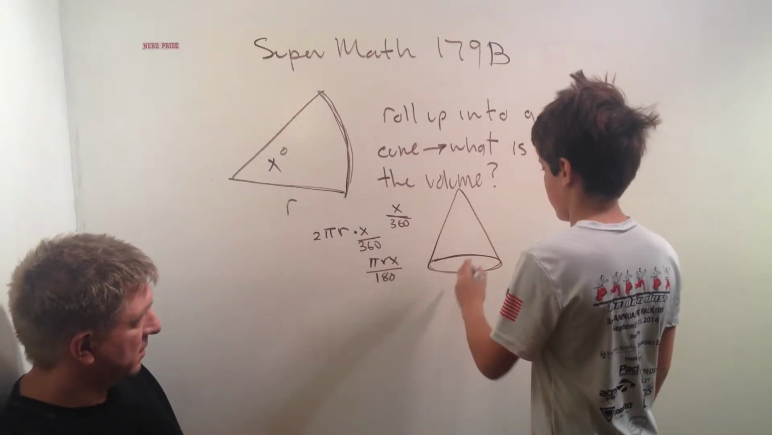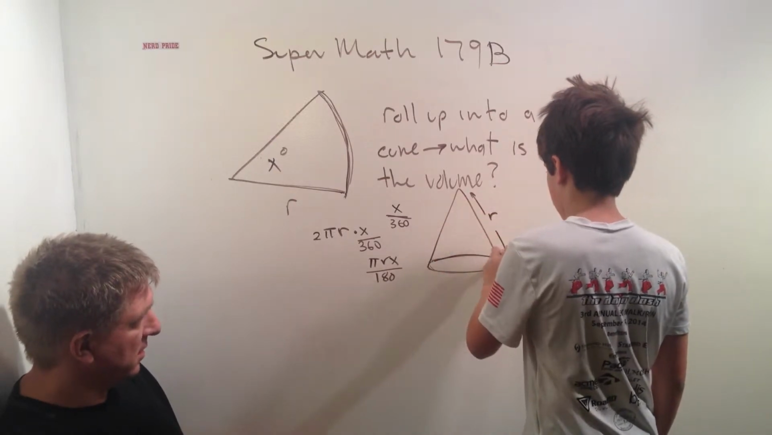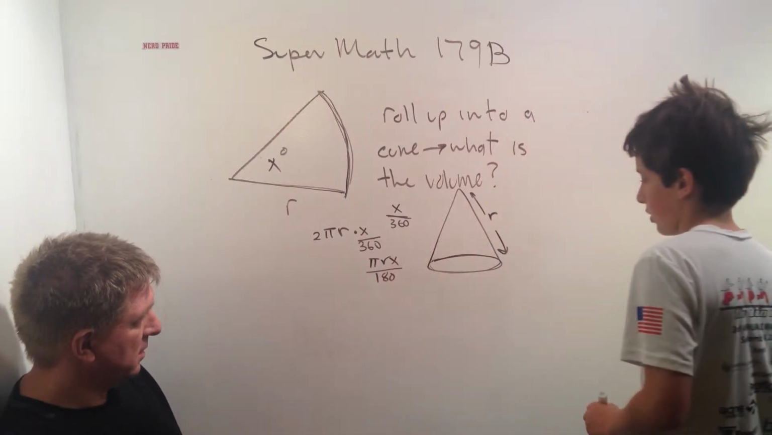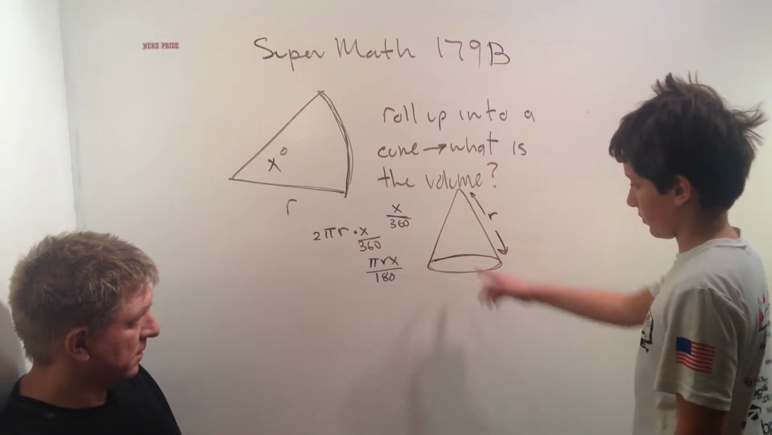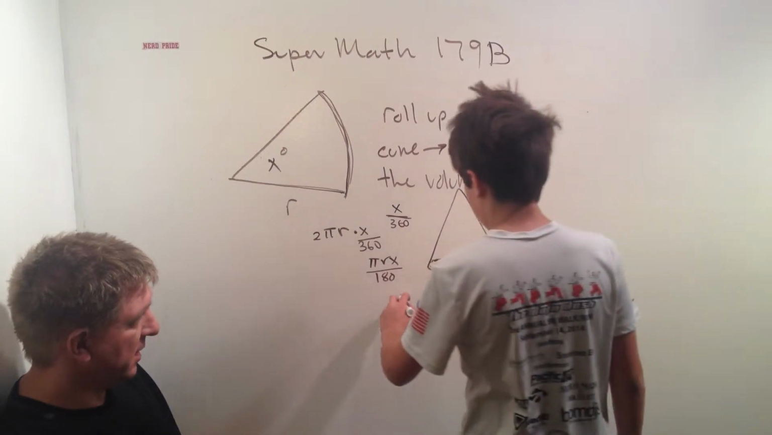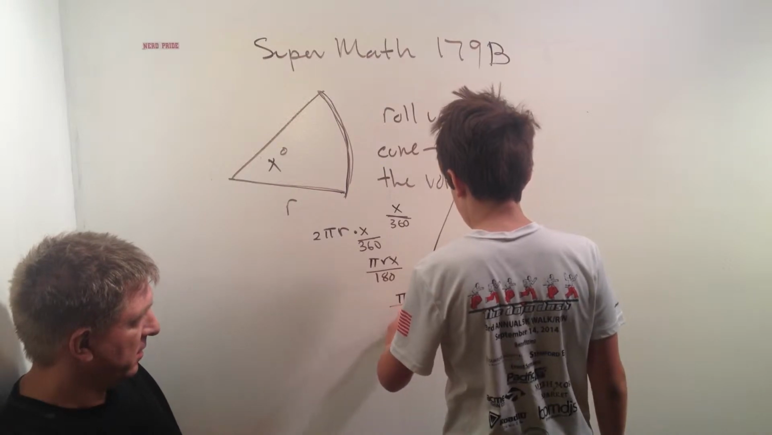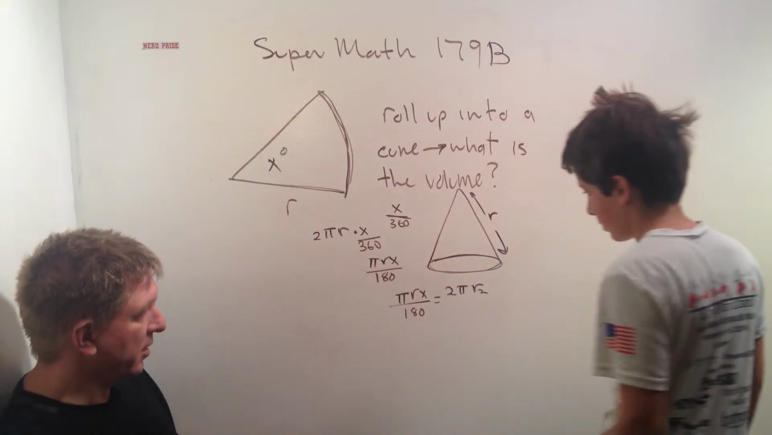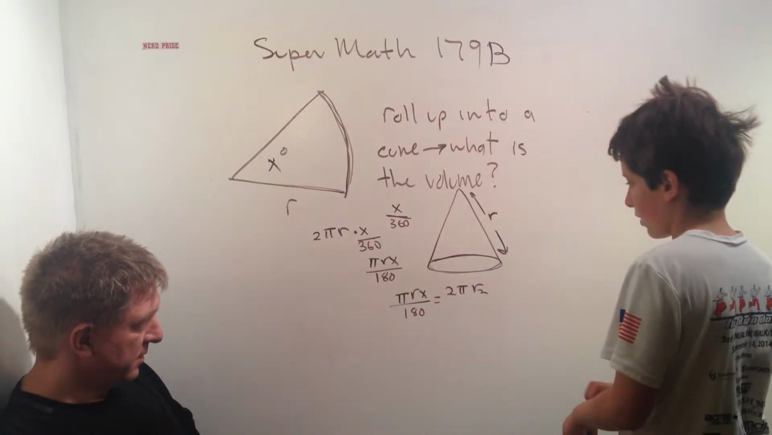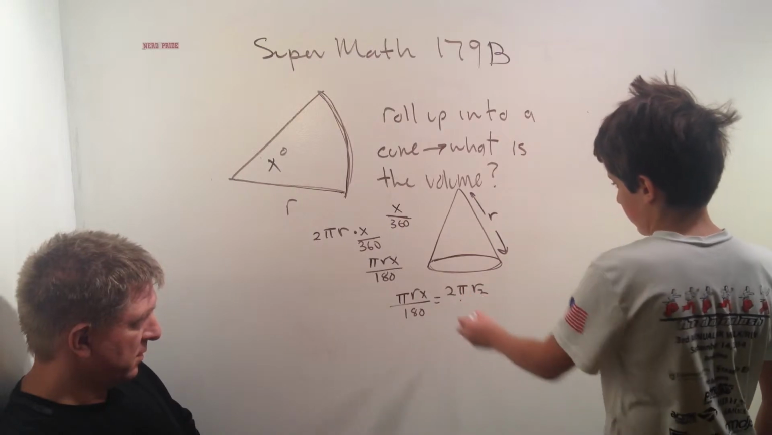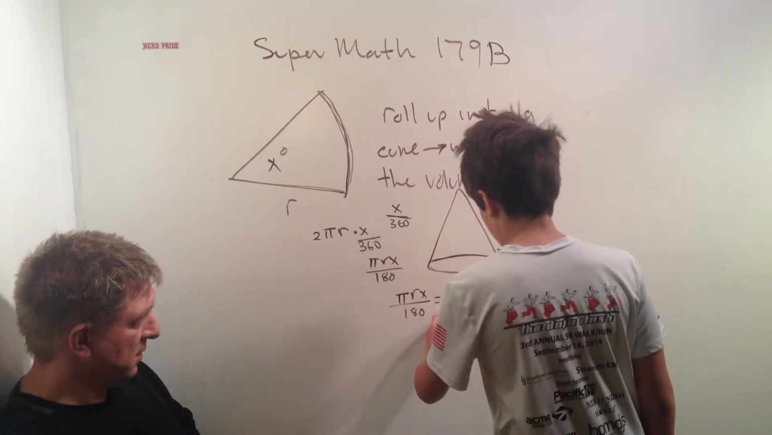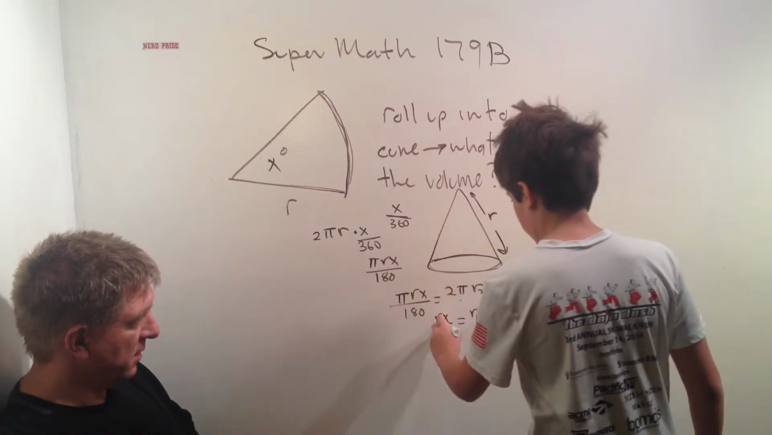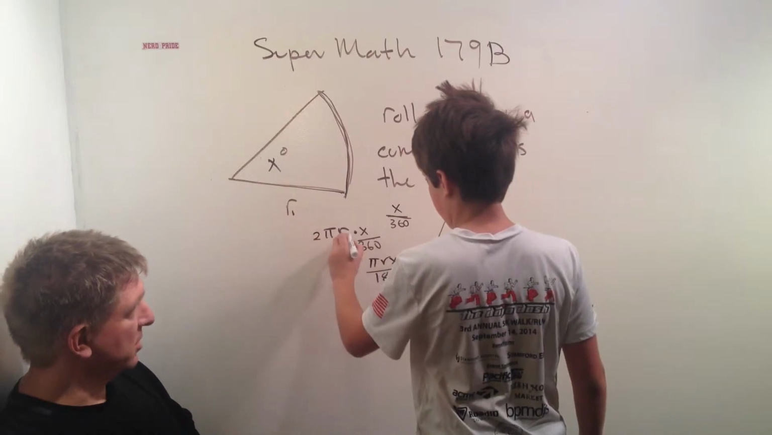So this is r. The slant height is r. And pi r x over 180. I'll call this radius r2. Pi r x over 180 is 2 pi r2. So divide by pi and divide by 2: r x over 360 is r2. All right, I should call that r1 then.